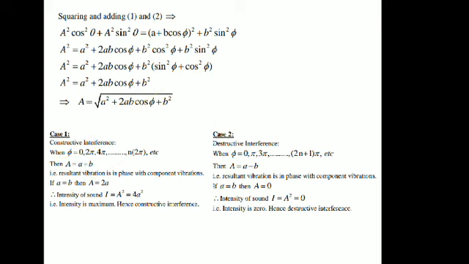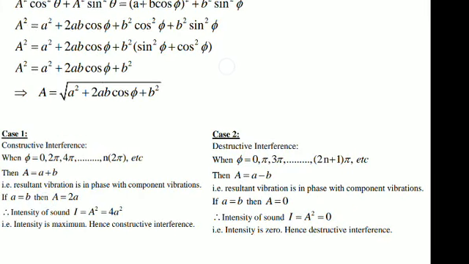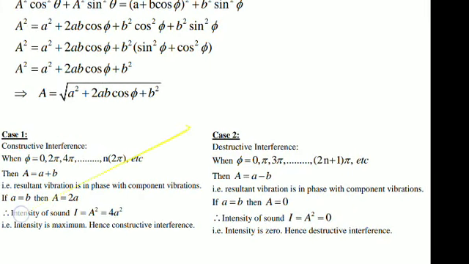Now there are two cases. You can see in this particular formula that the value of A depends on the amplitude small a. It also depends on the amplitude small b, and it also depends on the initial phase difference phi between the two waves. Now the initial phase difference can be measured in terms of angle, in terms of 0, 2 pi, etc., and that angle will be in radians. So we will get different cases.